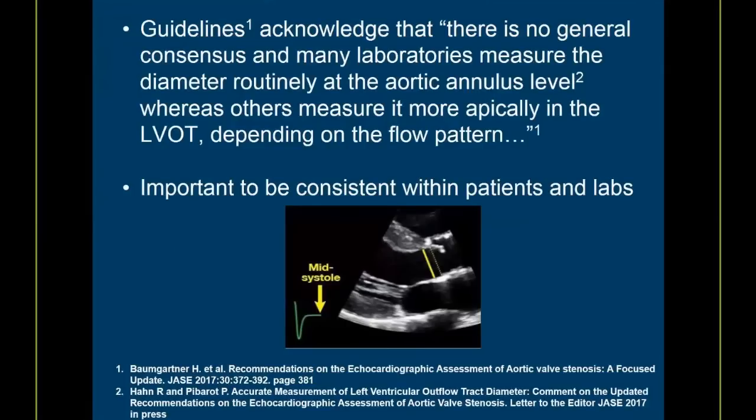However, the guidelines acknowledge on page 381 that there is no general consensus, and many laboratories measure the diameter routinely at the aortic annulus level, whereas others measure more apically in the LVOT, depending on the flow pattern. In other words, they bring it into the LVOT, as we recommend, until you get that laminar flow pattern. We'll go over an example of that. The important thing is to be consistent within patients and across labs in how you do this, because oftentimes we're following trends, so be consistent with the methodology.